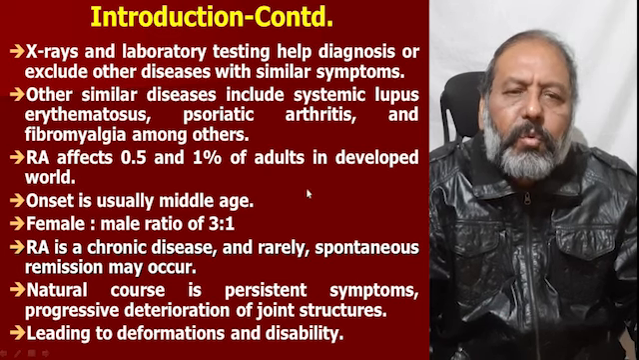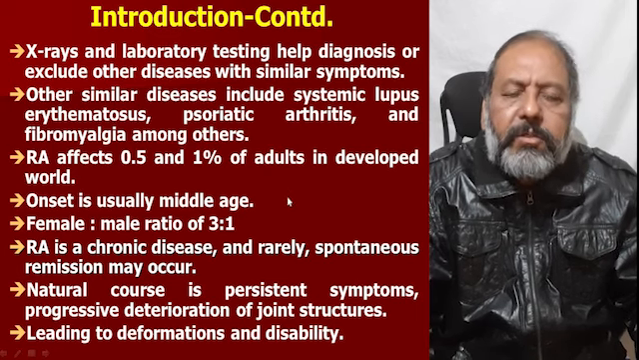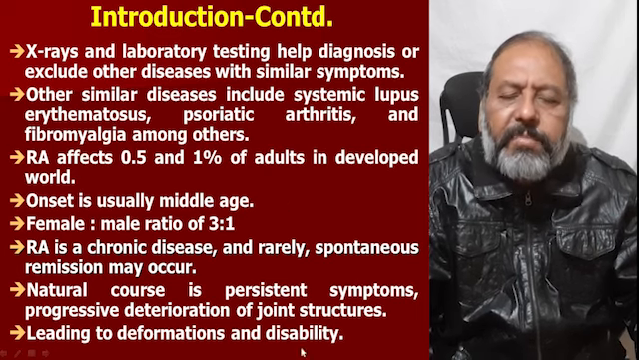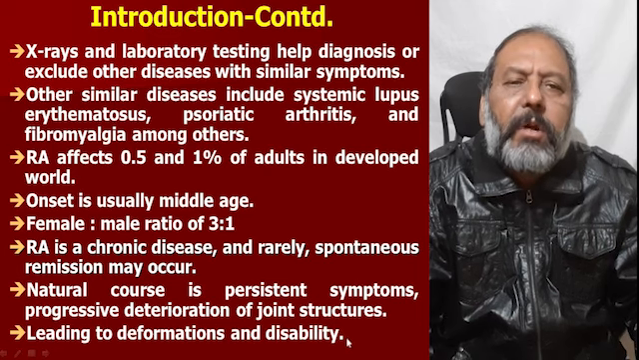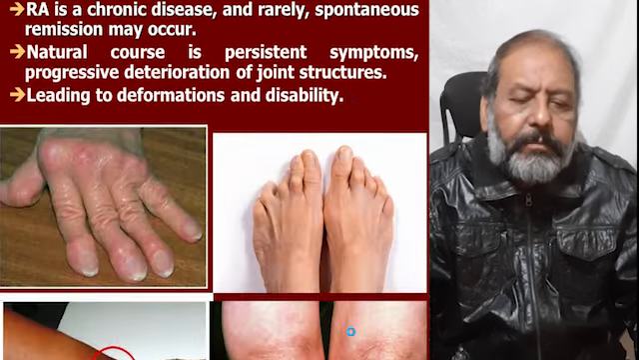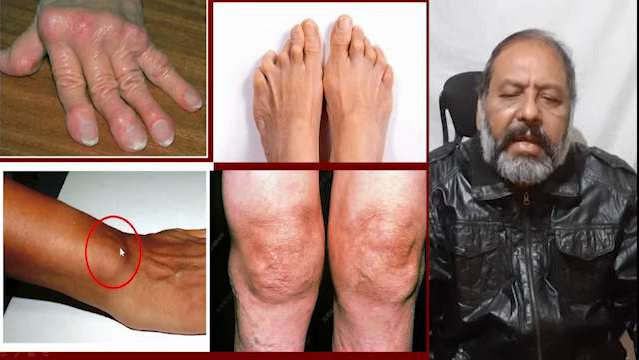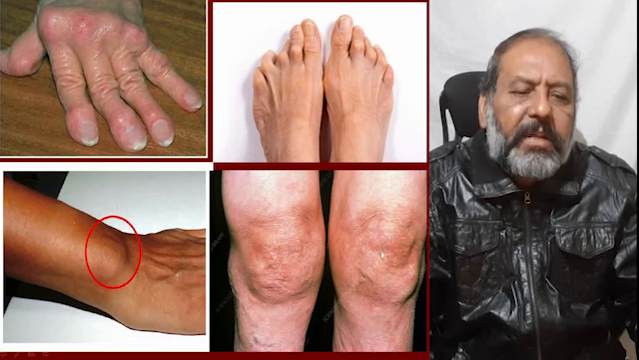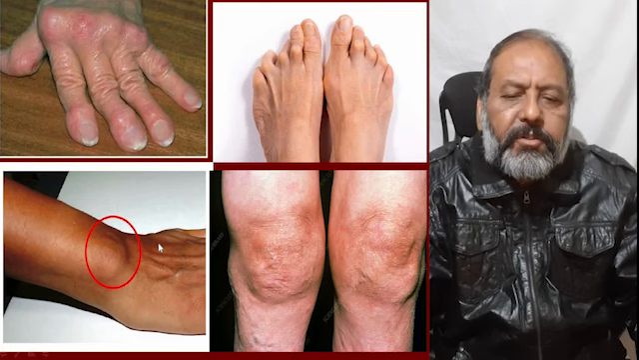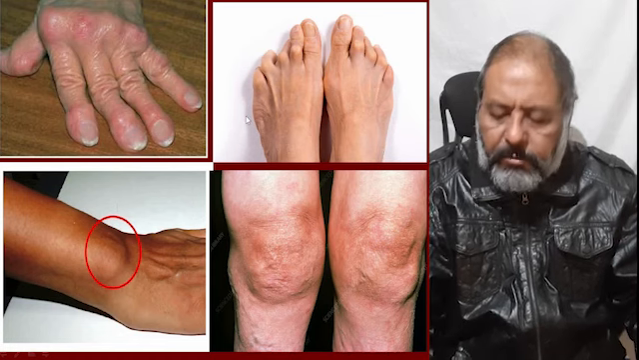Rheumatoid arthritis is a chronic disease and rarely spontaneous remission may occur, so you don't need any treatment. The natural course is persistent symptoms and progressive deterioration of the joint structure, leading to deformities and disabilities. Now, here one can see the different joints of the hand, the knee and the fingers. This is the wrist joint, the knee joint and the finger joints; these all are involved in rheumatoid arthritis.